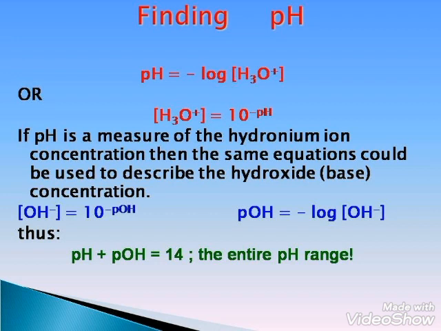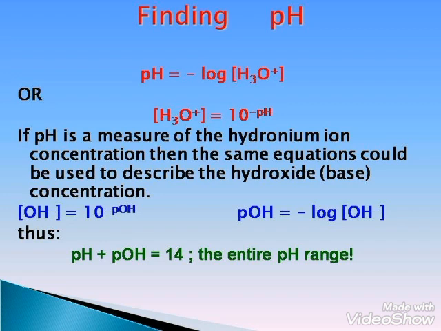So how are we going to find the pH? To know the pH, we have to take the negative logarithm of the hydronium ion concentration present in a solution, or the concentration of hydronium ions is equal to 10 to the power of minus pH. So we can say that pH is a measure of the hydronium ion concentration present in a solution.